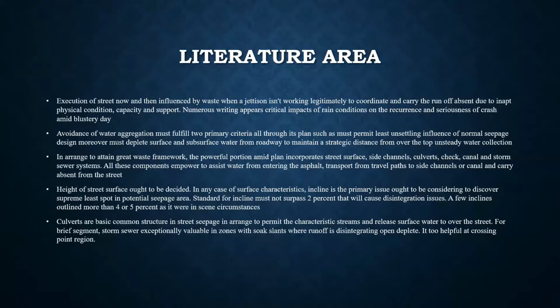In addition, such drainage should be built to control or collect all the precipitation from the street. It is also known as a trench, and the size must be adequate to manage the runoff water. Culverts are a basic common structure in street drainage, in order to permit the natural flow and release surface water across the street. For short sections, storm sewers are very useful in areas with steep slopes where runoff is eroding the open drain, and are also helpful at intersection areas.